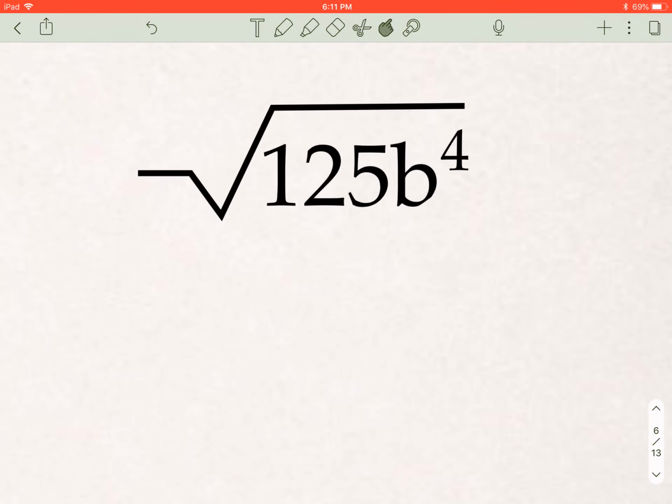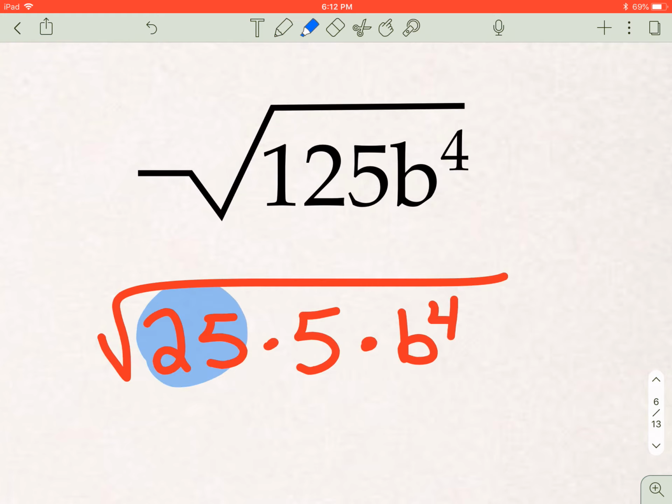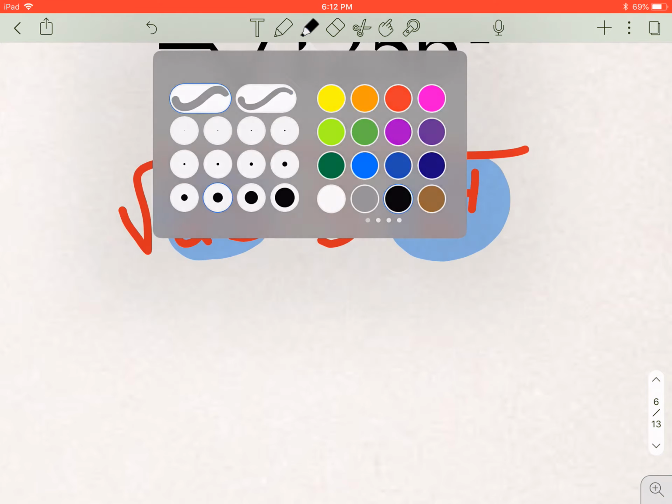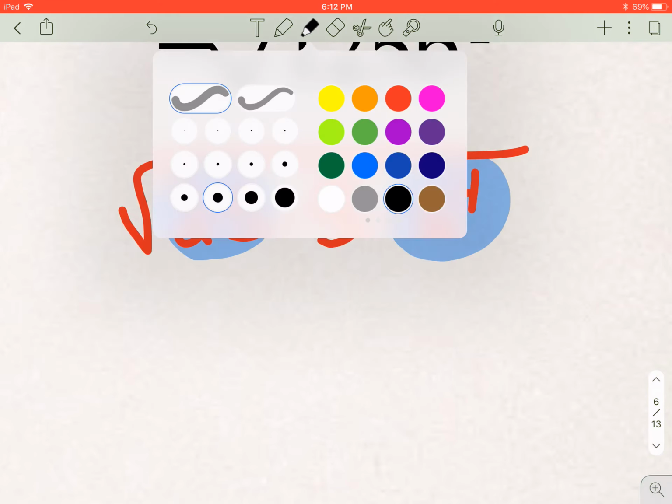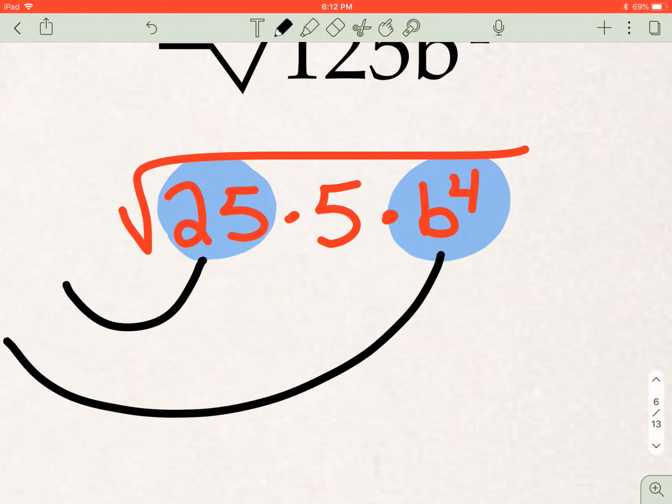If we look at 125b to the 4th, the good news is 125 is the same as 25 times 5. And b to the 4th is already to an even power, so that'll make it really easy to take the square root. The square root of my perfect squares I'll take first. I know 25 is a perfect square, so I can take the square root of that. And b to the 4th is a perfect square, so I can take the square root of that.